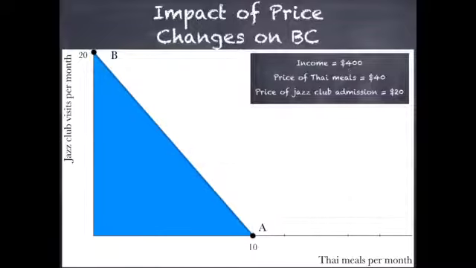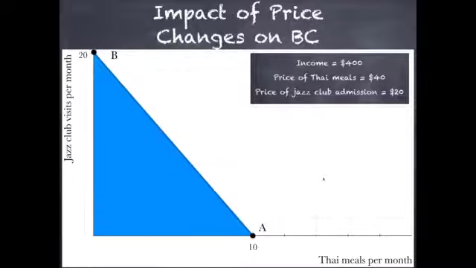So here's our original budget constraint. We have our income, 400, the price of Thai meals is 40, and the price of jazz club admissions is 20. So the price of Thai meals is equal to 40, the price of jazz club admissions is equal to $20. That gives us our budget constraint and our opportunity set.